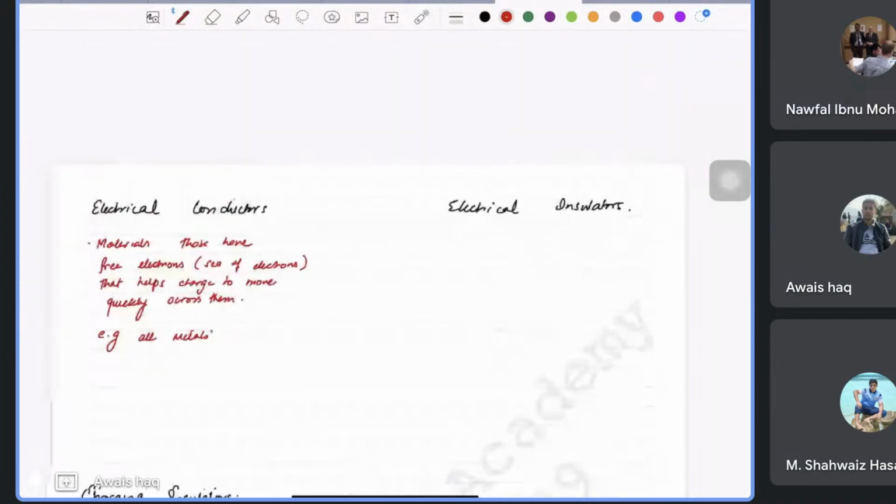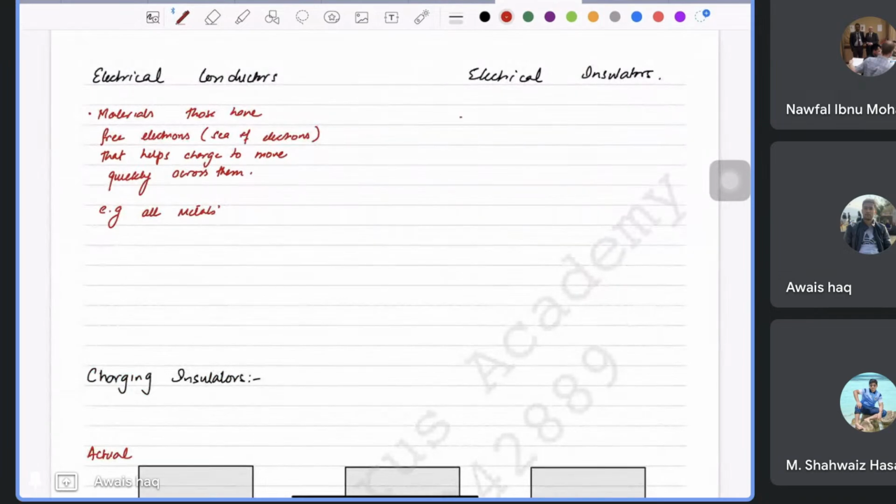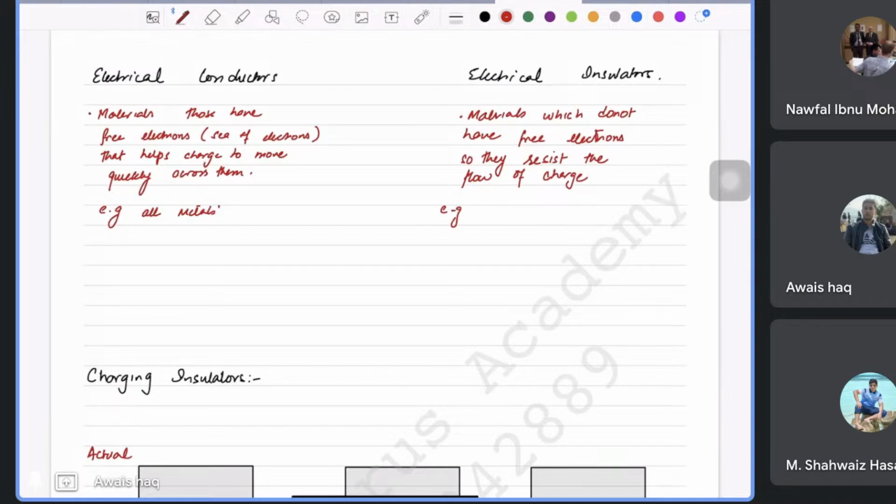Now, for electrical insulators, these are materials which do not have free electrons. So they resist the flow of charge, okay? And they are mostly non-metals, like glass, perspex, wood, rubber, etc. Okay, you can write rubber as well.